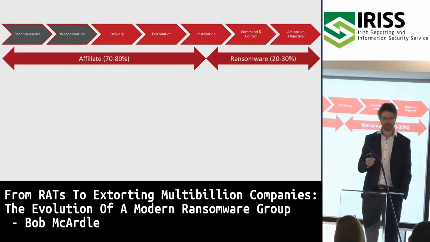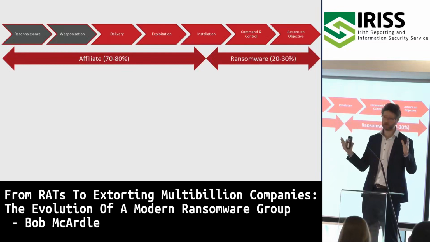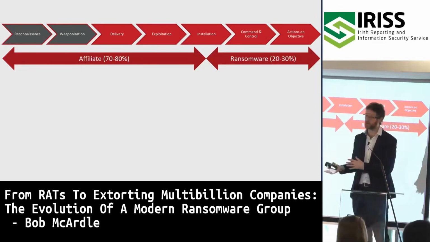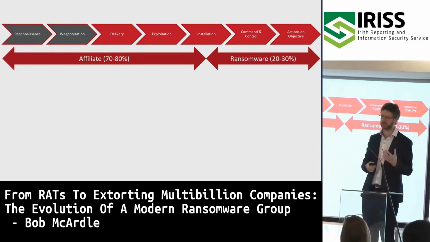So if you think about it, the affiliate is taking care of the first part of the kill chain, and in theory the ransomware gets deployed at the very end and does the other part of the kill chain. But it actually gets a little bit trickier than this, as you'll see as we go on here.